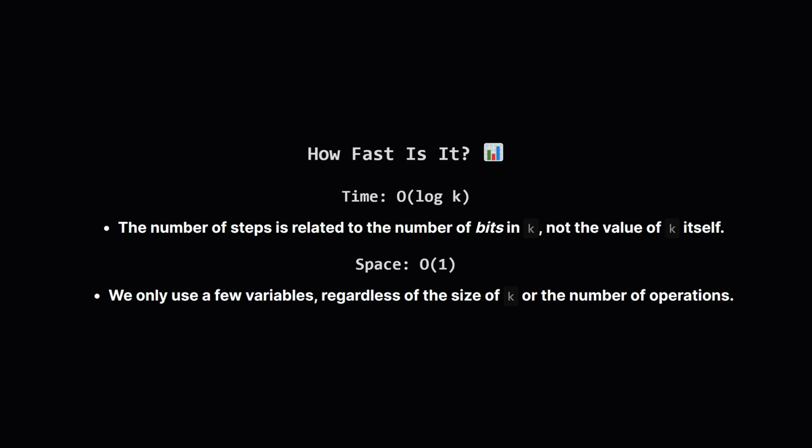For space complexity, both are big O of 1, or constant space. We only need a few variables to store things like the length and our answer counter. The memory usage doesn't grow no matter how large k gets.